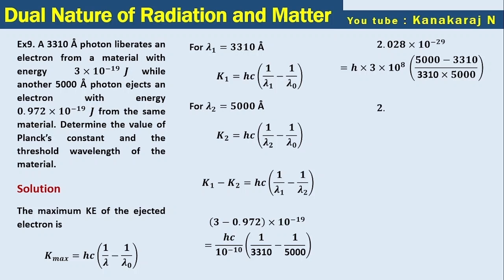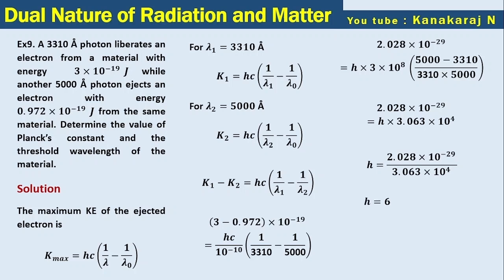So we get 2.028 × 10^-19 equals h multiplied by 3.063 × 10^4. From here we get h equals 2.028 × 10^-29 divided by 3.063 × 10^4. So h equals 6.62 × 10^-34 joule second.